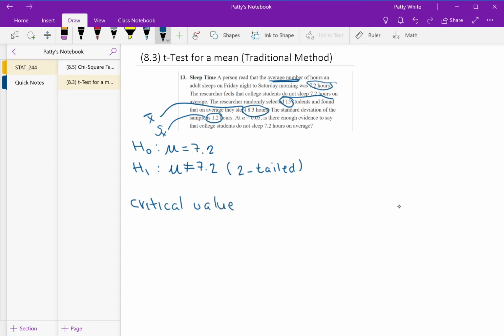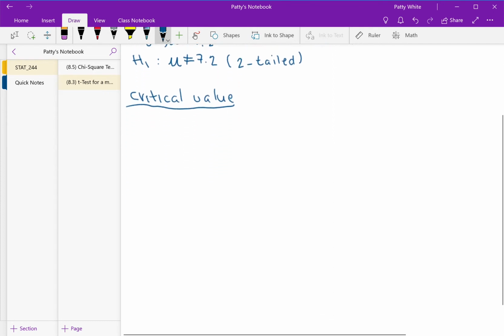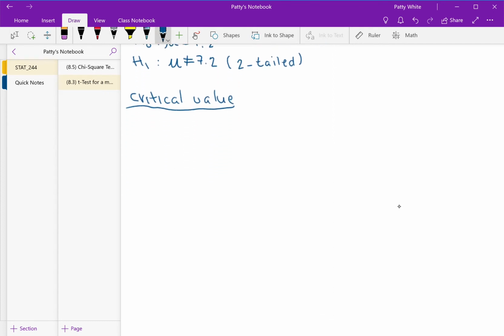To find our critical values, we have to know what distribution we're using: the t distribution, because we are not given the population standard deviation. So to remind ourselves, the t distribution looks a lot like the normal distribution. It just has fatter tails. So it looks something like this. We have a two-tail test, so we know that we need to shade in some area on this tail and shade in some area on this tail. We're looking for the value right here that separates the critical region from the non-critical region, or the rejection region from the do not reject region.